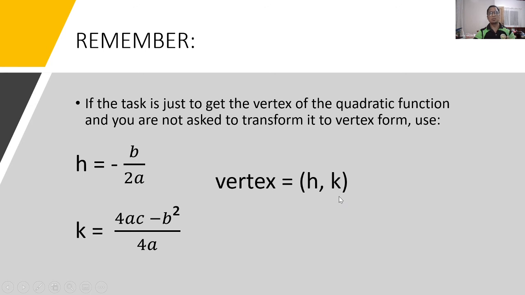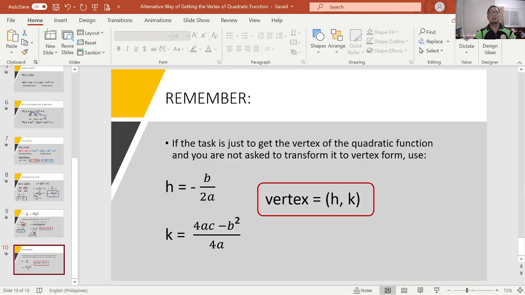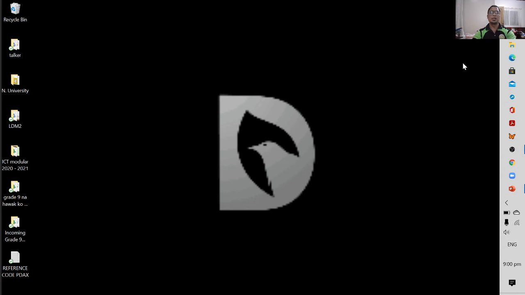So ulitin ko lang po, yung pagre-represent niya, this is an ordered pair. Hindi po pwede na mawala yung parenthesis and yung comma natin. Once na nagkulang po yan, kahit saan po tayo mapunta, mali po ang magiging sagot po natin. Okay? So this will be our topic for today.